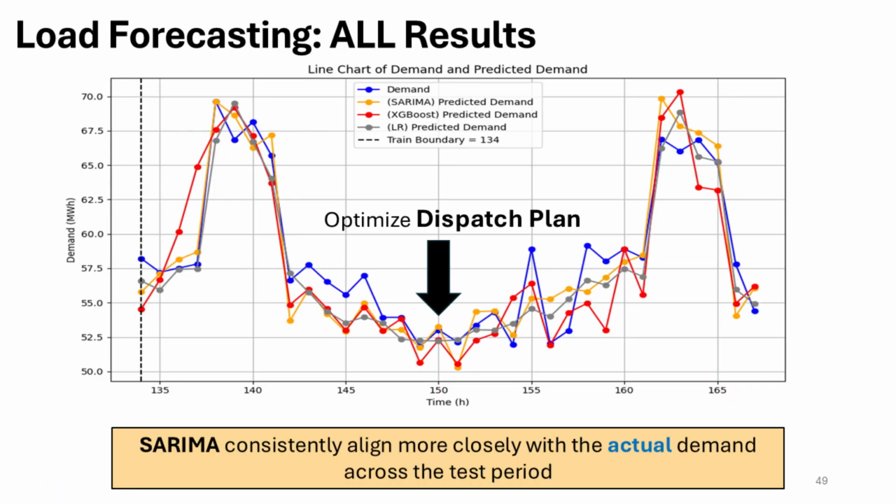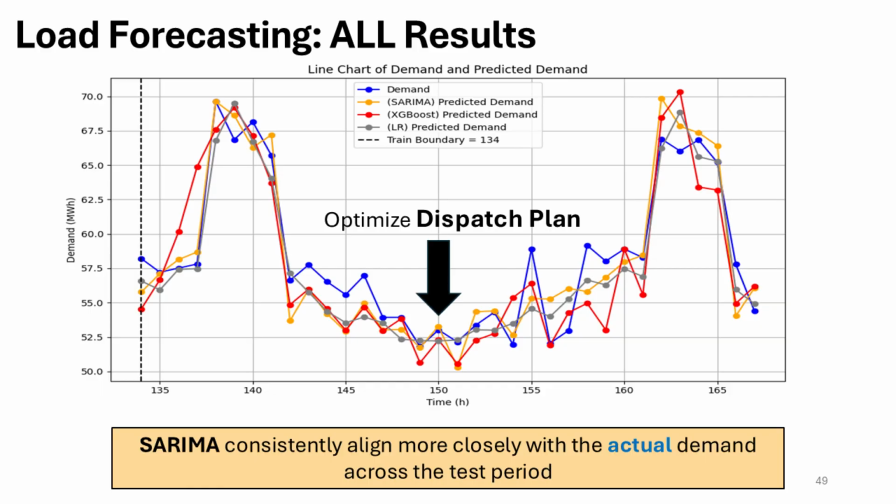We have now reached the moment of truth for our predictive analytics pipeline. This slide presents a comparative visualization of all our forecasting models against the actual demand for the test period, starting from the train boundary at hour 134. By plotting the actual demand, the blue line, alongside our 3 candidates, SARIMA in orange, XGBoost in red, and linear regression in gray, we can visually audit which algorithm handles the complexities of the energy grid most effectively.